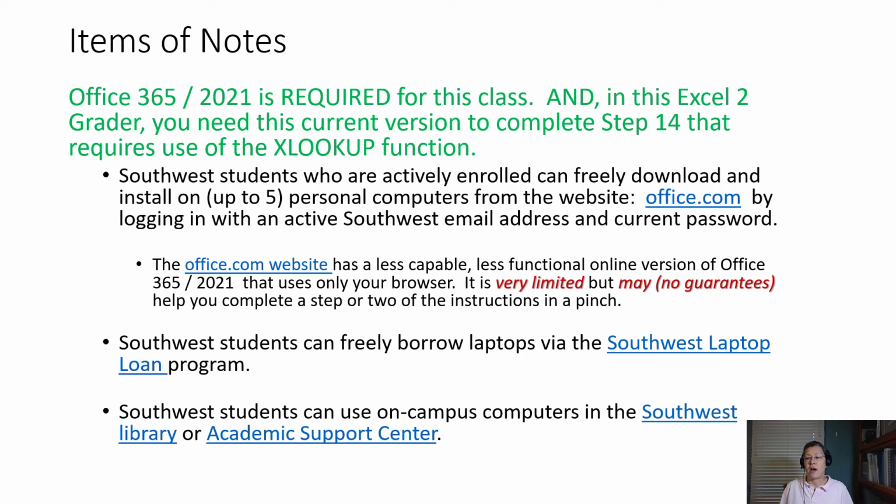So what are your options? Well, one is that you can go to the office.com website and log in with your Southwest username and password. In the right corner of the page that you arrive at after you log in, you'll see a button to download and install. It works on a Mac and on a PC, so you can download and install the software. It will remain active for as long as you are a student at Southwest. Consider going ahead and installing that software.